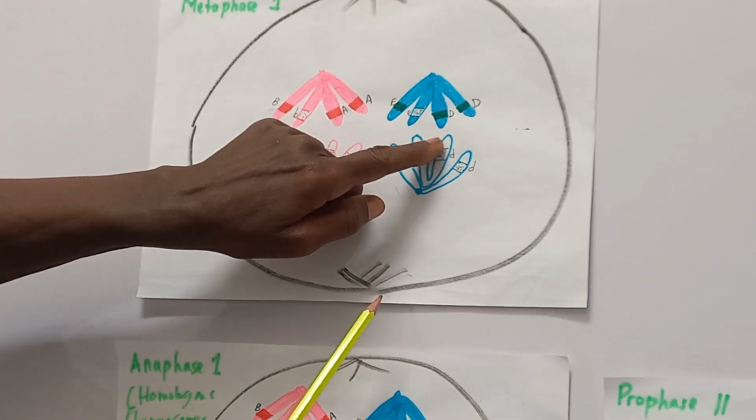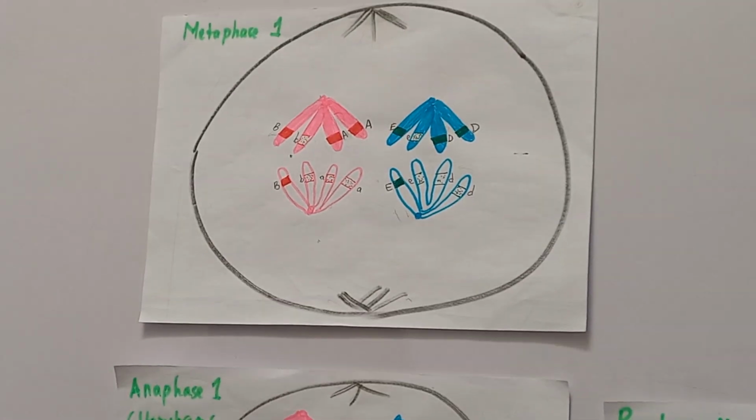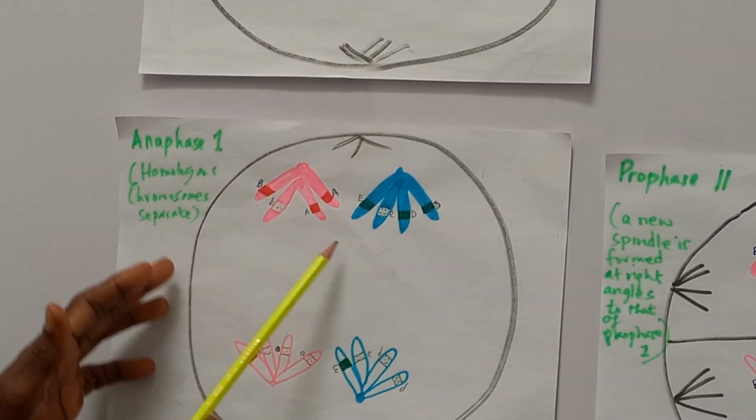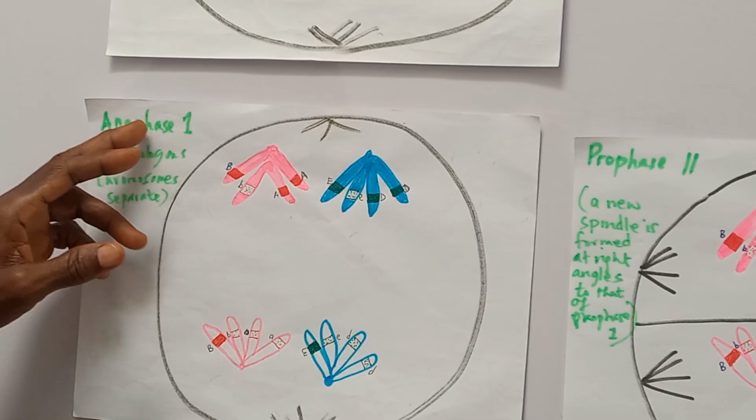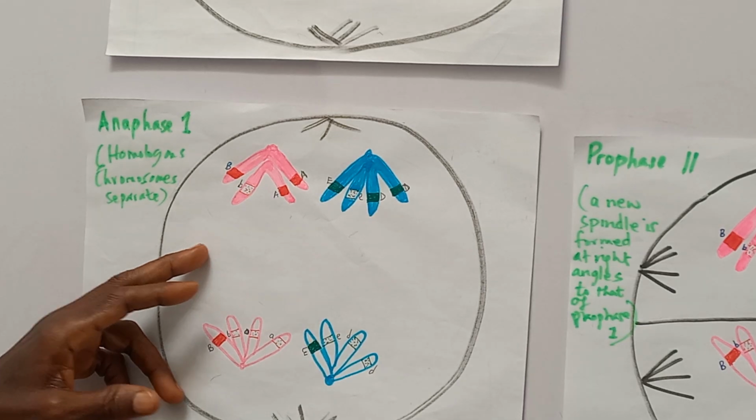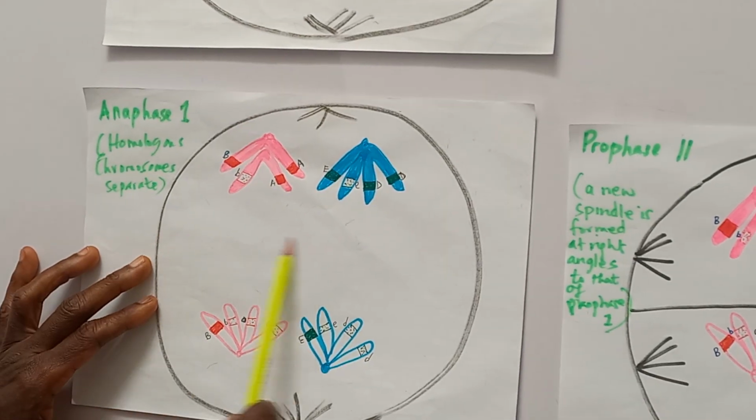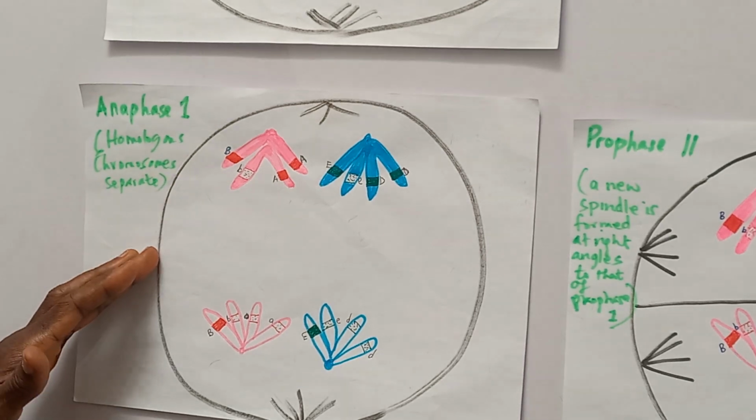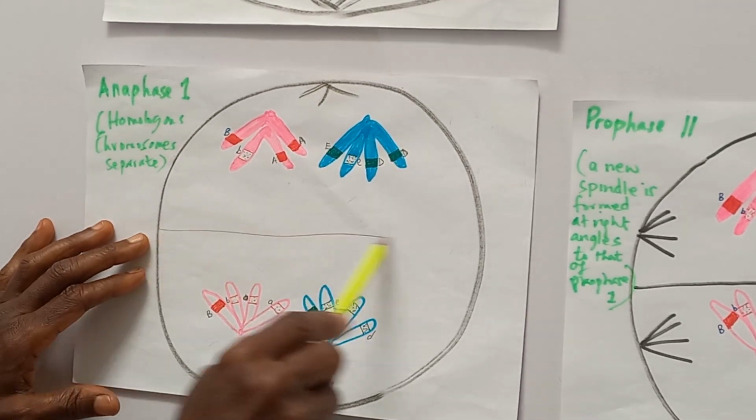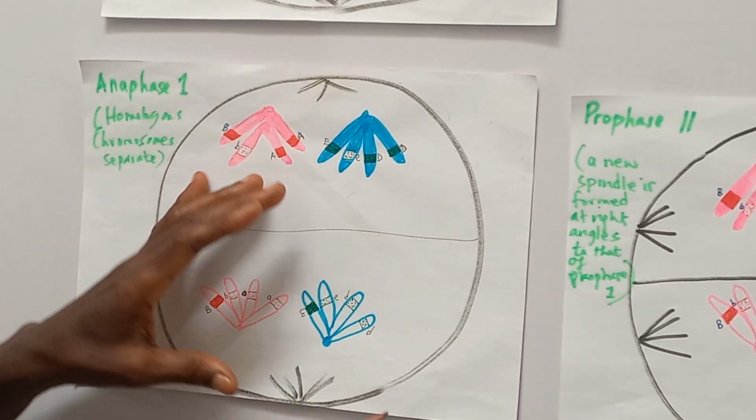Its homologous chromosome will go down here. This is anaphase 1. Homologous chromosomes separate. Then, after anaphase 1, you have telophase 1, where the cell divides into 2. And so you have 2 cells in telophase 1. So if I draw a line across it like this, I have telophase 1.